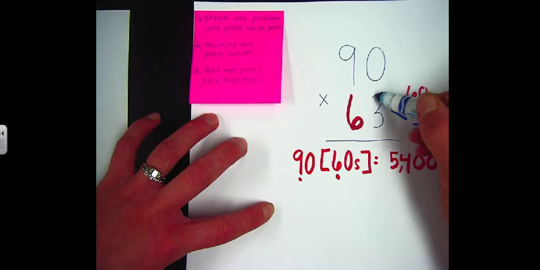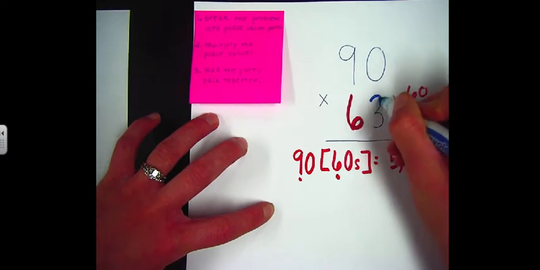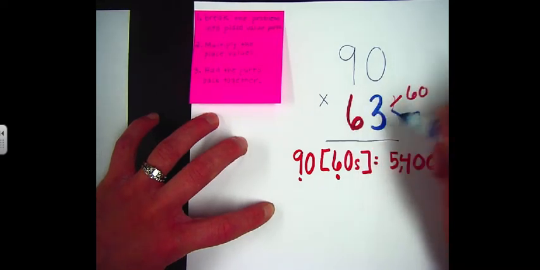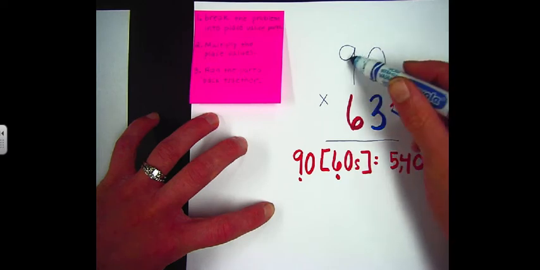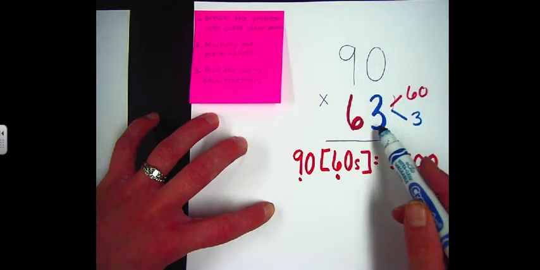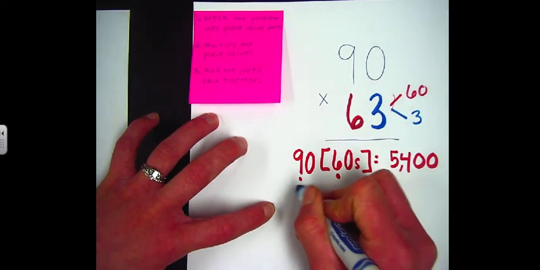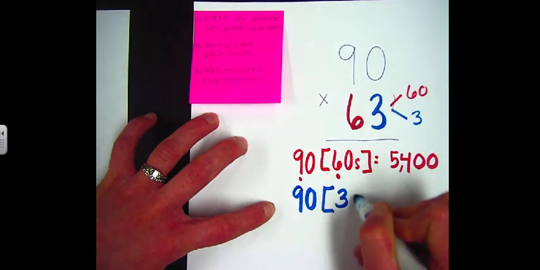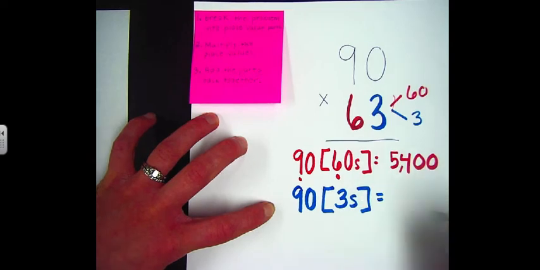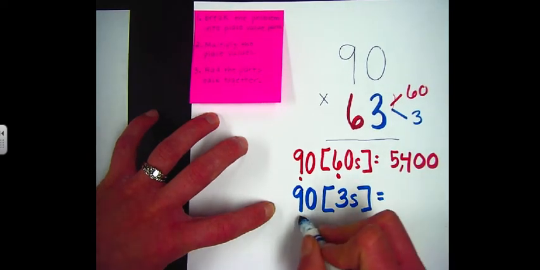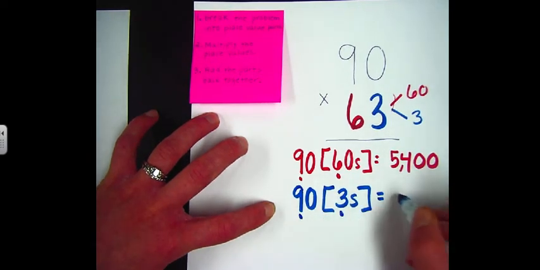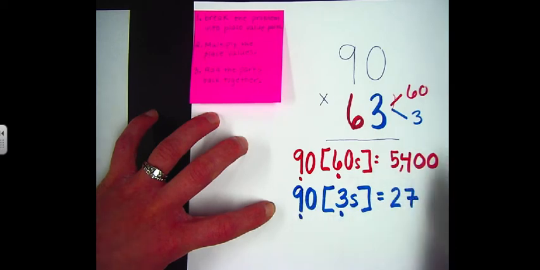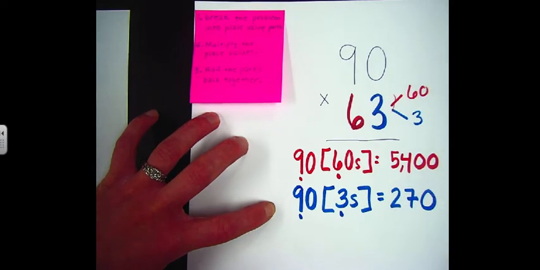Let's go back and take a look at our ones digit. We have a 3 highlighted in blue here for you. This time I'm going to take 90 times my groups of 3. So I have 90 in my brackets, groups of 3s. Once again, using those basic facts, 9 times 3 is 27, and I have 1 zero to add on, 270.